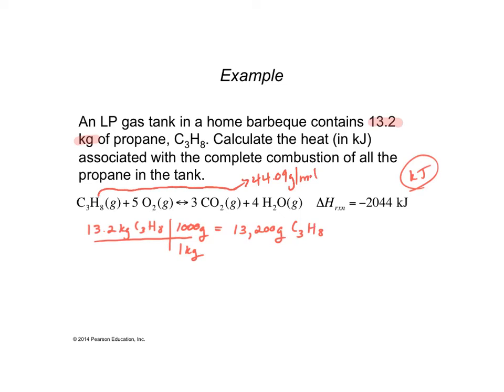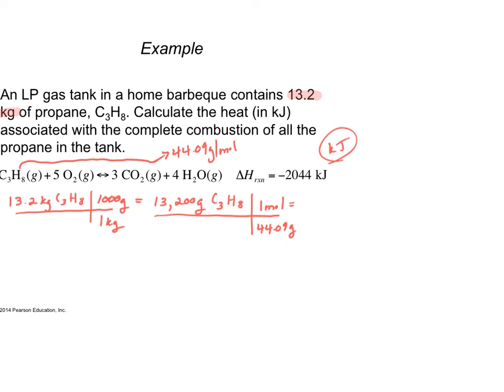So now I'm going to utilize that to convert to moles of propane. I'm going to take my mass and divide by the molar mass, for every 1 mole, and that's going to give me moles of propane. That ends up being 299.4 moles of C3H8.